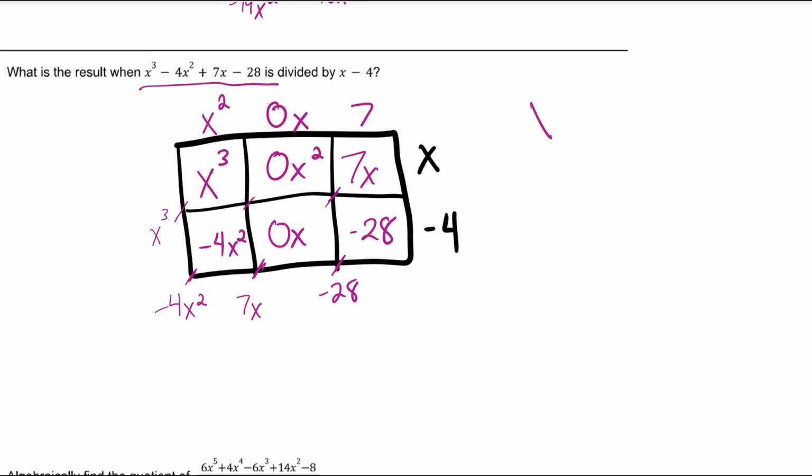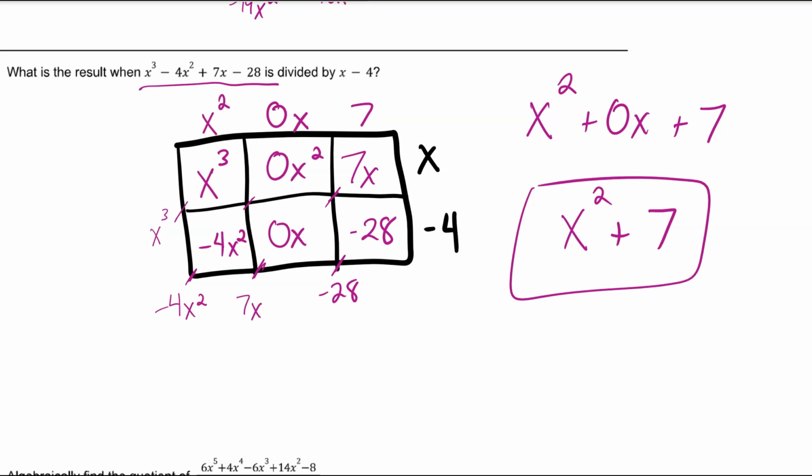So the result would just be x squared plus 0x plus 7, but you don't really need that x to the first term in there since it's 0. So x squared plus 7 would be a perfectly acceptable answer there.